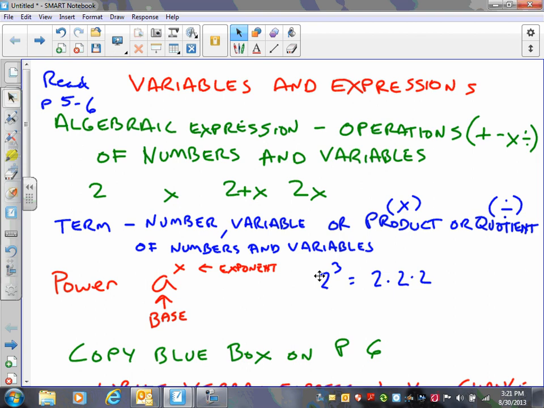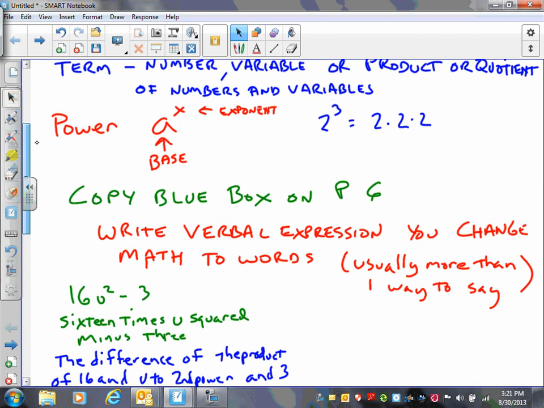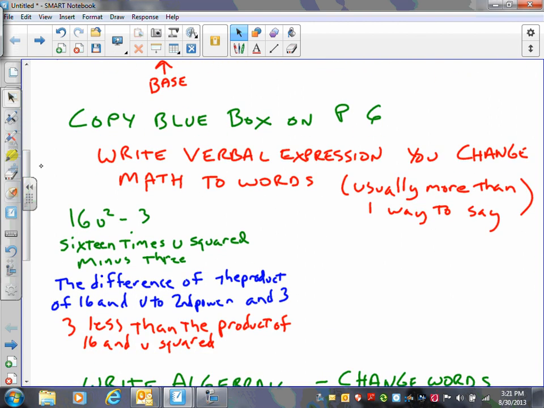You need to copy the blue box on page 6. On Wednesday, we'll talk about some other ways to say some of these other operations, because that blue box is not exhaustive. There's lots of other ways to say some of these operations.